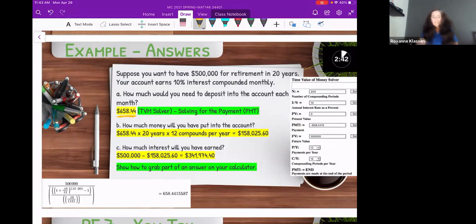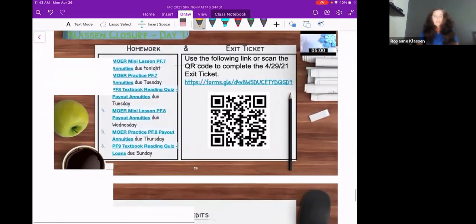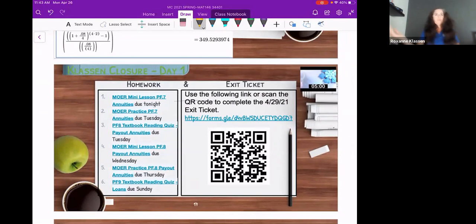Okay, so we didn't get to the last problem. It's very similar to what we just did, just much smaller numbers. Okay, and let's look at what you have to do tonight. And I'll post these slides right after class so you can compare your calculator to my calculator and the TVM, to, you know, whatever you're putting in there.